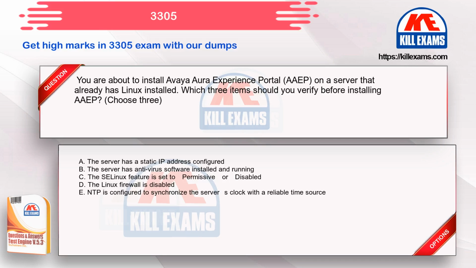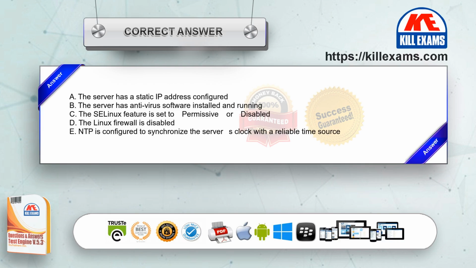You are about to install Avaya Experience Portal, AAEP, on a server that already has Linux installed. Which three items should you verify before installing it? Choose 3. Option A. The server has a static IP address configured. Option B. The server has antivirus software installed and running. Option C. The SELinux feature is set to permissive or disabled. Option D. The Linux firewall is disabled. Option E. NTP is configured to synchronize the server's clock with a reliable time source. The correct answer is option B, D, E.